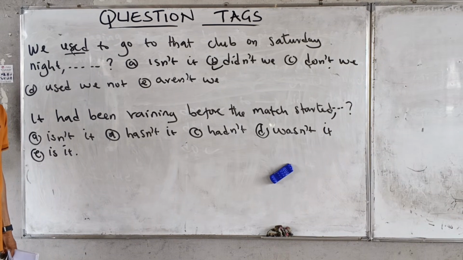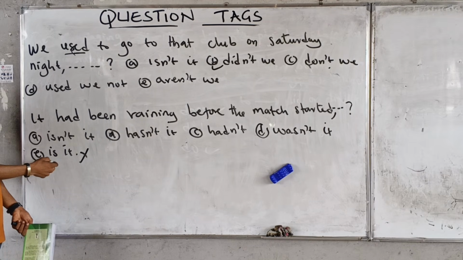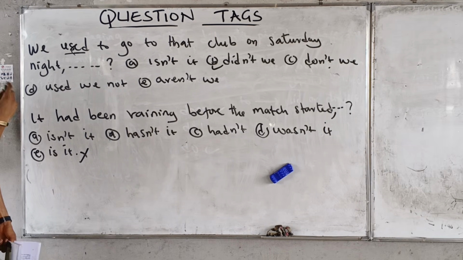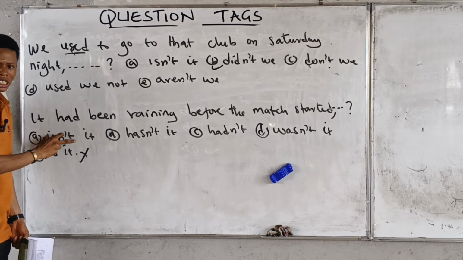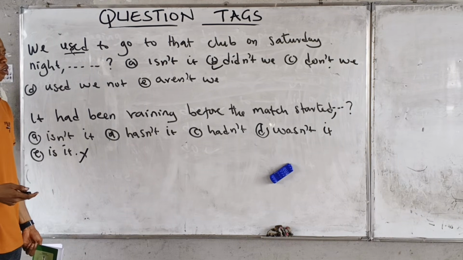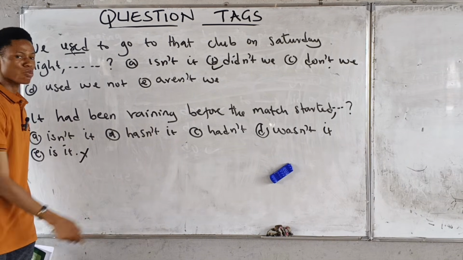So according to rule number 1, will this have a negative question tag or a positive question tag? Negative question tag. So this option is out because it is positive. Then "it had been raining before the match started, isn't it?" Remember, I said start from the tag to form the question. "Isn't it been raining before the match started?" Is that making sense? Now, "hasn't it been raining?"